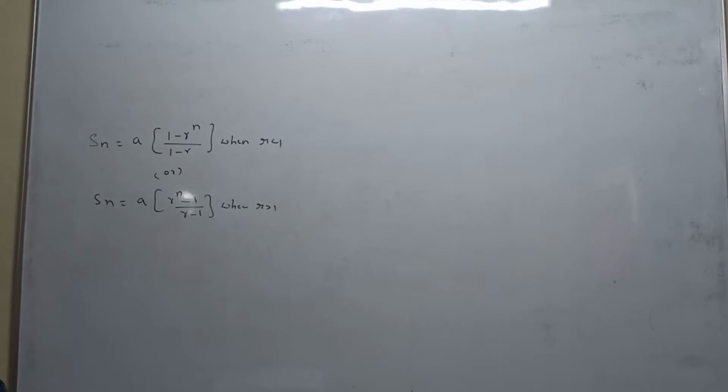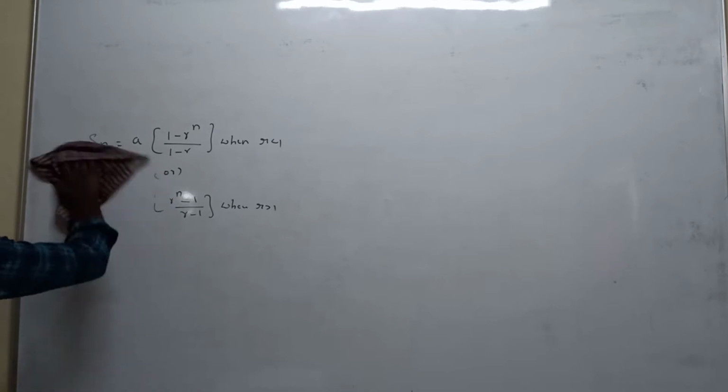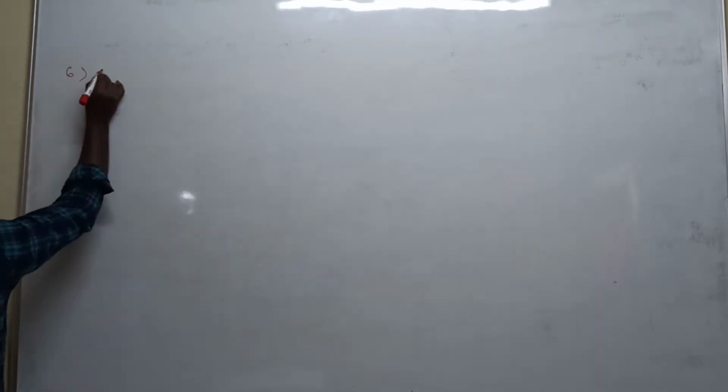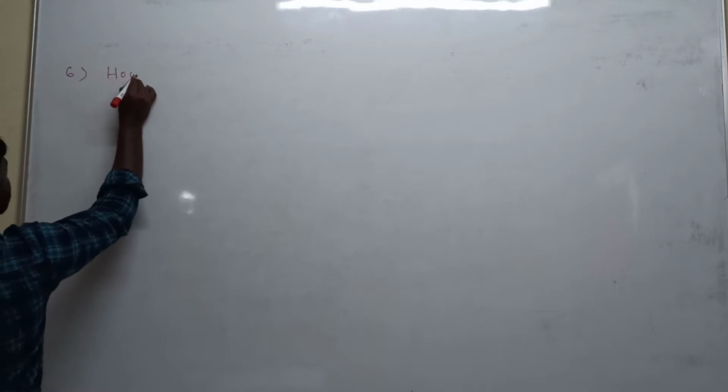Yesterday I explained 3 problems. I gave 2 homework problems. I hope everyone finished the 2 problems. Now we are going to the 6th problem. So how to find the number of elements? Listen carefully, it is very important.